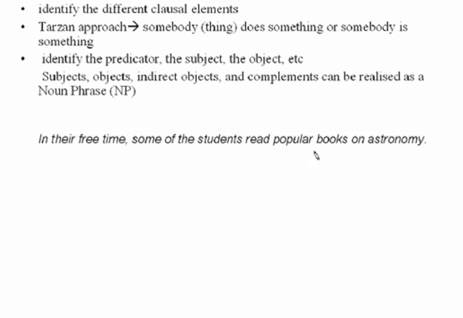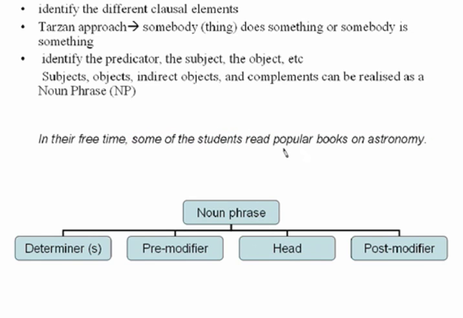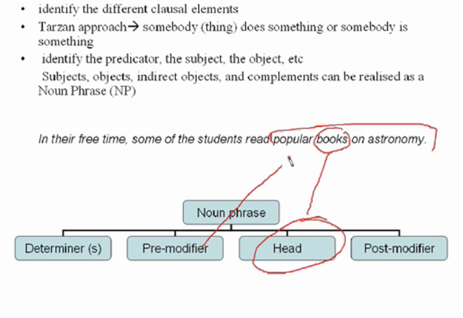If we were to then look at this noun phrase here, we have popular books on astronomy. Is it the students read popular, or is it the students read astronomy, or is it the students read books? So it's the books here, which is the head. And now there's a pre-modifier, popular. It tells you something about those books. And it also post-modifies. What kind of books? Well, they're books on astronomy.